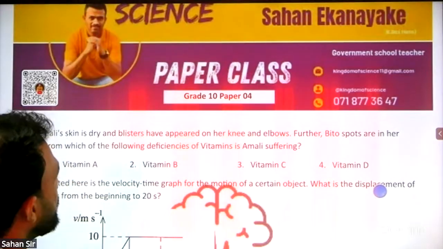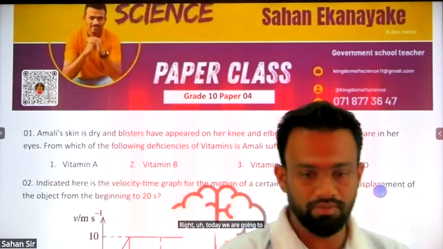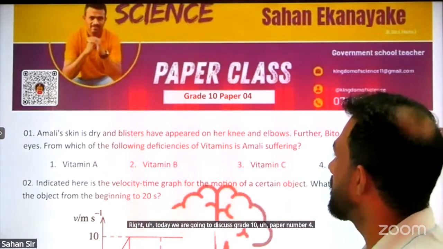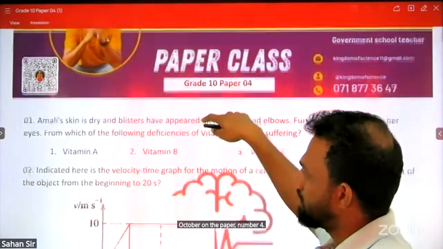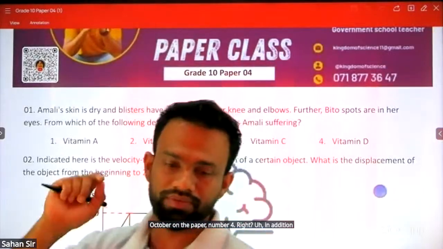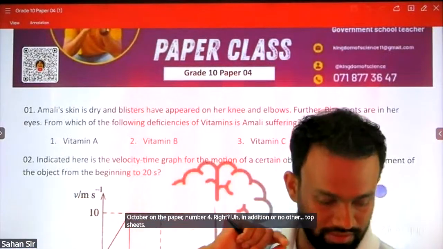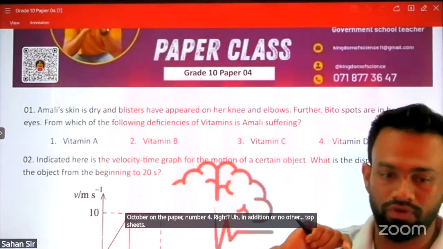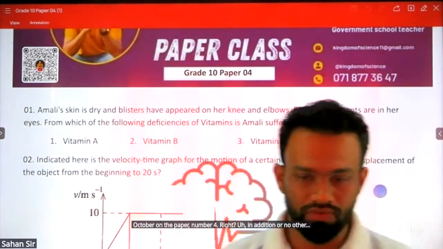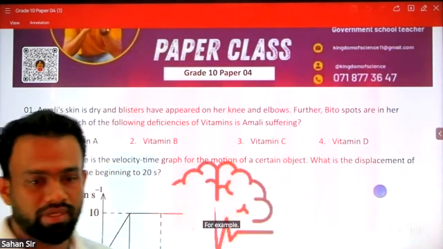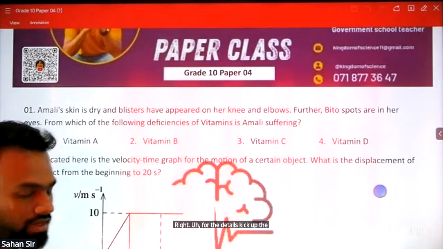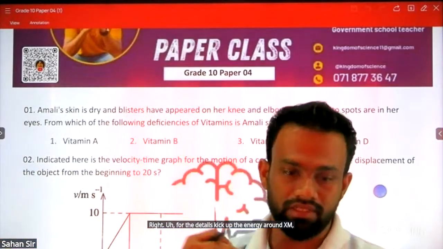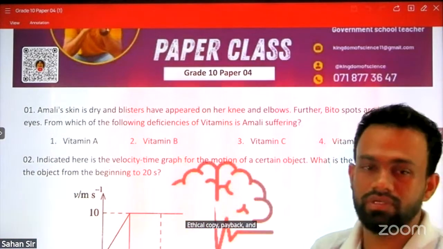Right. Today we are going to discuss grade 10, paper number 4, October. Paper number 4 තමයි start කරන්න යන්නේ. In addition, top sheets එකක් ළඟ තියාගන්න. පොඩි important points ටිකක් දෙනවා short forms ටිකත් එක්ක, especially physics and chemistry වල. පොඩි details ටිකක් දෙන්න තියෙනවා on exam එකට යනකොට exam tips විදිහට. ඒ ටිකත් අපි paper එකේ discussion එක යනකොට discuss කරමු.